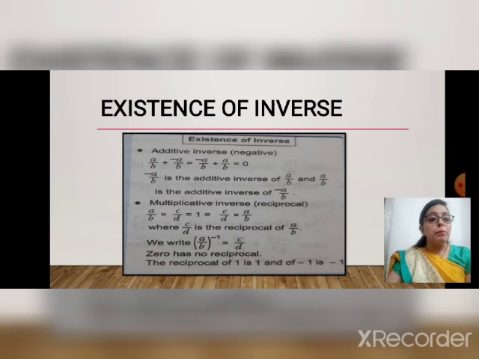The next is multiplicative inverse. Another name for multiplicative inverse is reciprocal. It means A/B into C/D equals 1, because inverse means just the opposite, and multiplying both of them gives 1. Suppose I take the example of 2/3. What is the multiplicative inverse of 2/3? 3/2. When I multiply 2/3 into 3/2, that is equal to 1.